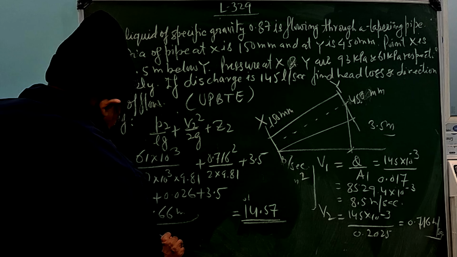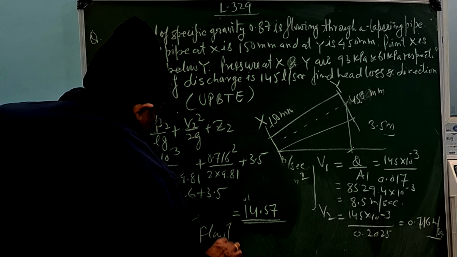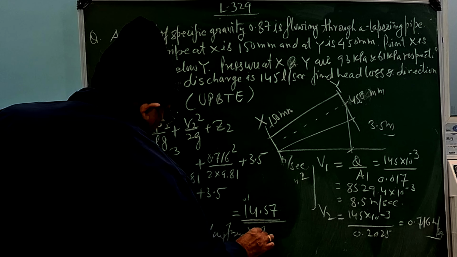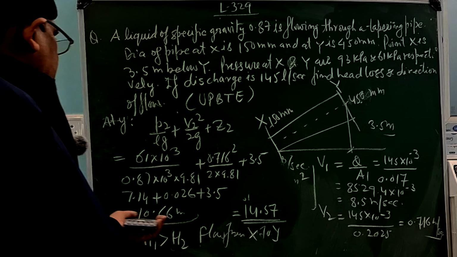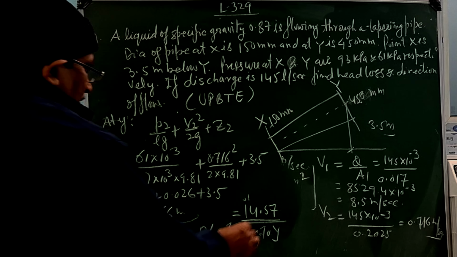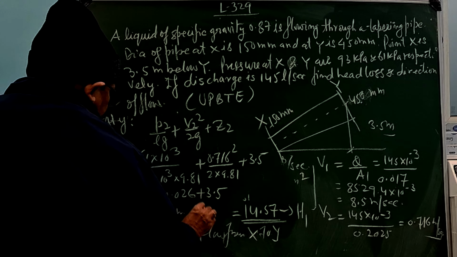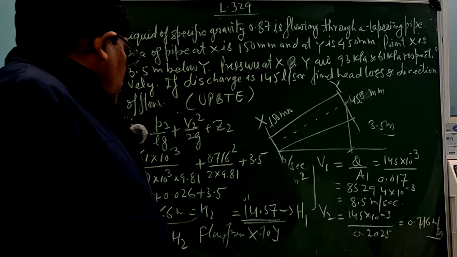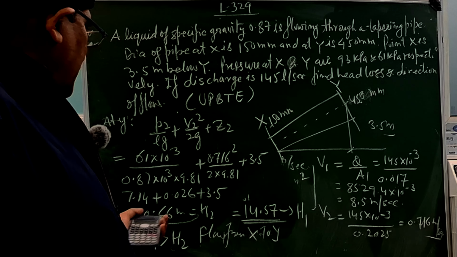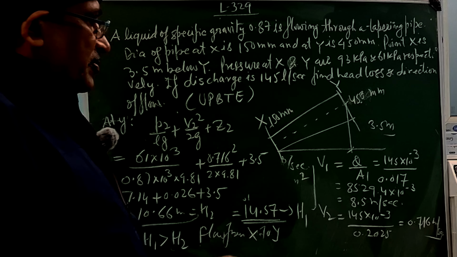So H1 is greater than H2, so flow will be from x to y direction. This is your H1 and this is your H2. So H1 is greater than H2, H2 is less than H1. So flow will be from here to here, like this.